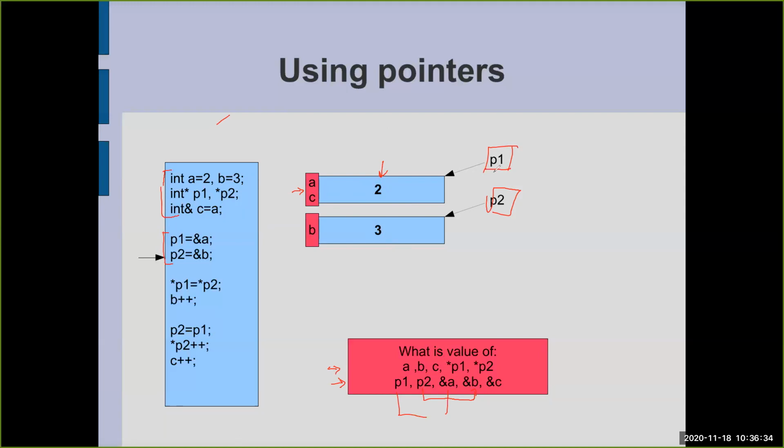The reference P1 is the value in the cell which is pointed by P1, so it is also 2, and the reference P2, so asterisk P2 is equal to 3. So look, now we perform this operation. So asterisk P1 is equal to asterisk P2. What does it mean? So what is the value of A?